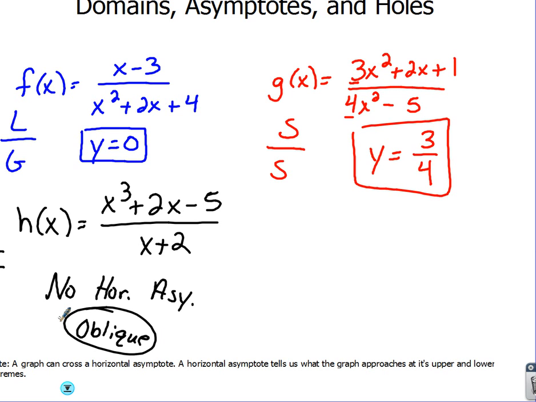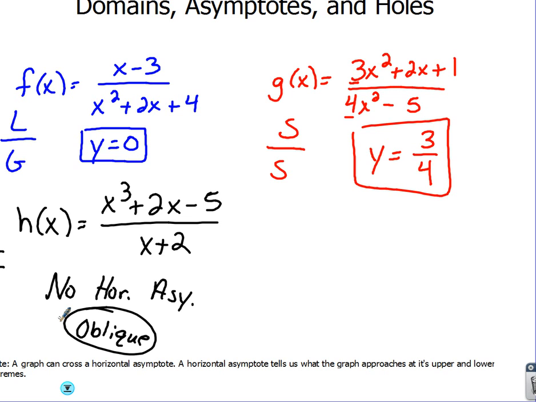If the degree of the bottom is bigger, y equals 0 is your horizontal asymptote. If the degrees are the same, look at your leading coefficients and just pull those numbers. That's going to be your horizontal asymptote. And if the degree on the top is bigger, then you will have no horizontal asymptote. It will be an oblique asymptote. And hopefully now the note there makes sense.